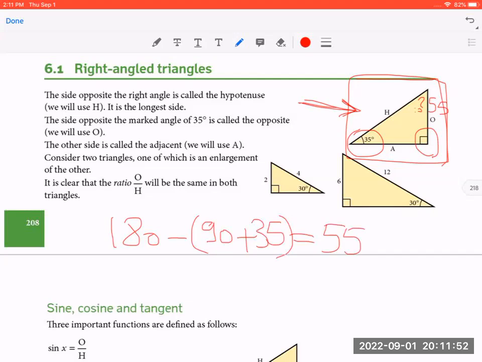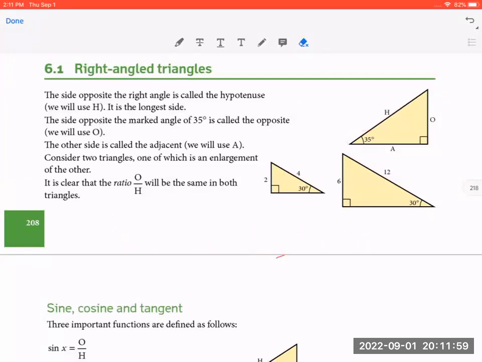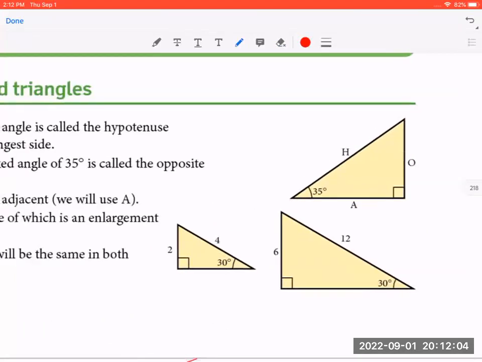Now, concerning the angle, what about the legs and the hypotenuse? Let us go to the legs and the hypotenuse here. I just enlarged the figure so I can see it. This one is the 35. This one is the hypotenuse because it is opposite to the 90. Now, if we look at the 35, this side is the opposite to the 35, and this side is the adjacent to the 35.